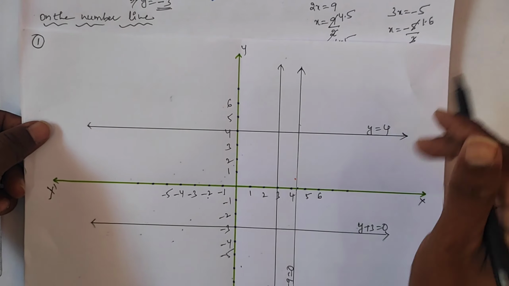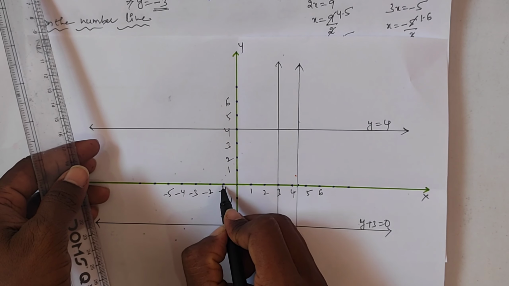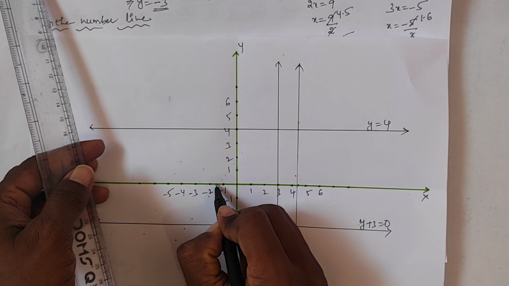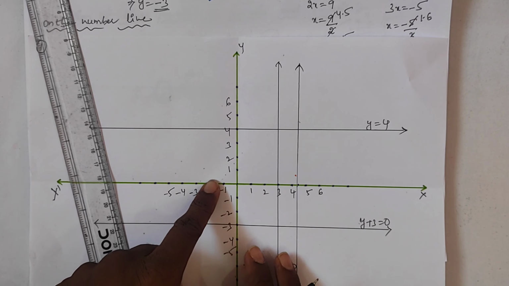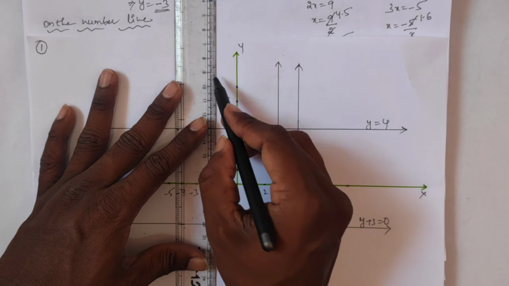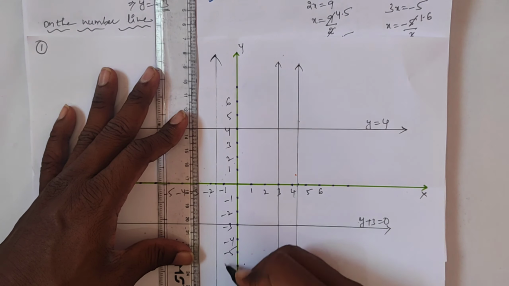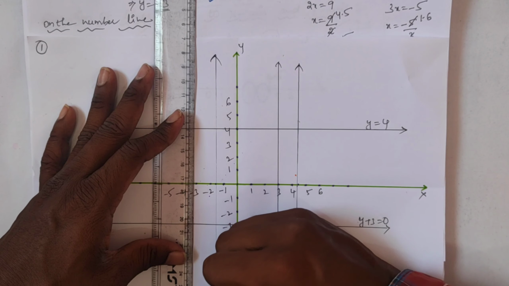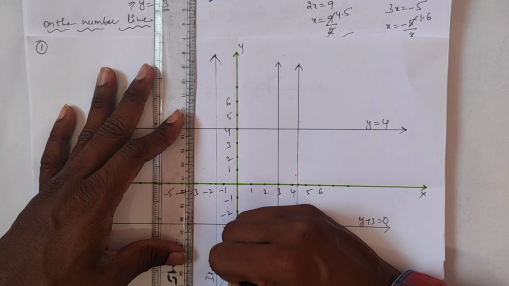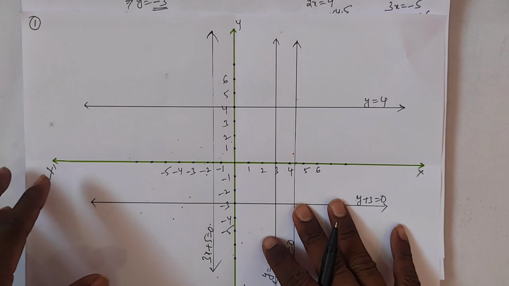Minus 1.6. Minus 1.6 means left side from the origin, and it lies between minus 1 and minus 2. x equals minus 1.6 is parallel to the y-axis. Drawing a line parallel to the y-axis. So this line is called what? 3x plus 5 equals 0. Is it okay?